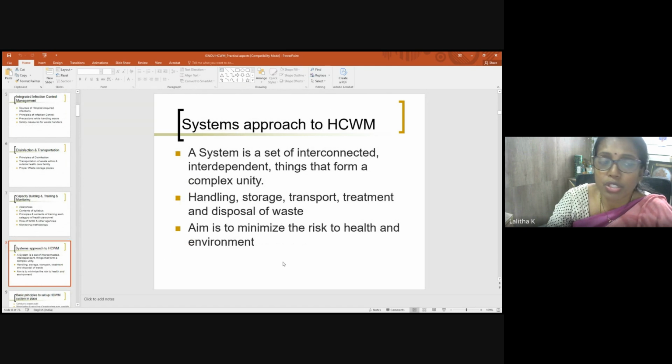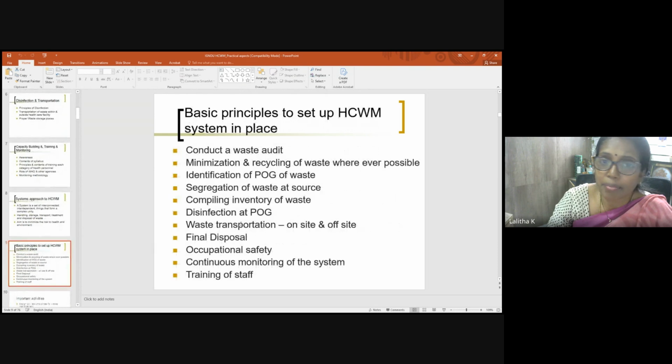And the systems approach: the basic principles to set up healthcare waste management. As Suman discussed yesterday, we have to conduct a waste audit, minimize the waste, reduce waste wherever possible, and put recycling in place. Identify the point of generation and start segregating from that point of source, and compile the inventory of waste. Disinfect, plan your waste transportation till the final disposal, keep occupational safety in mind, and continuously monitor the system and train staff.